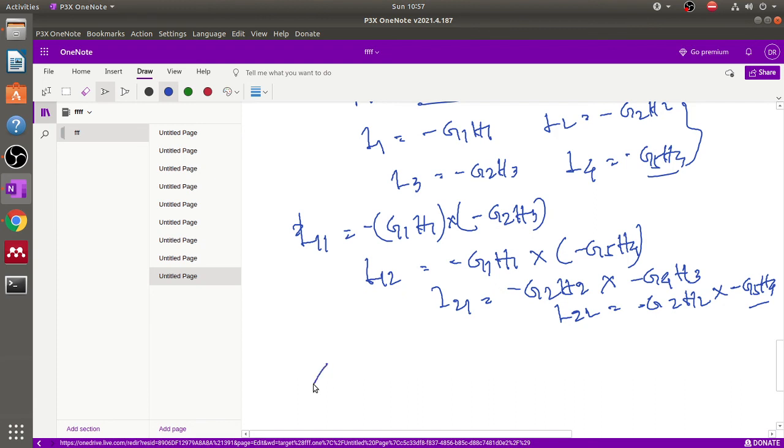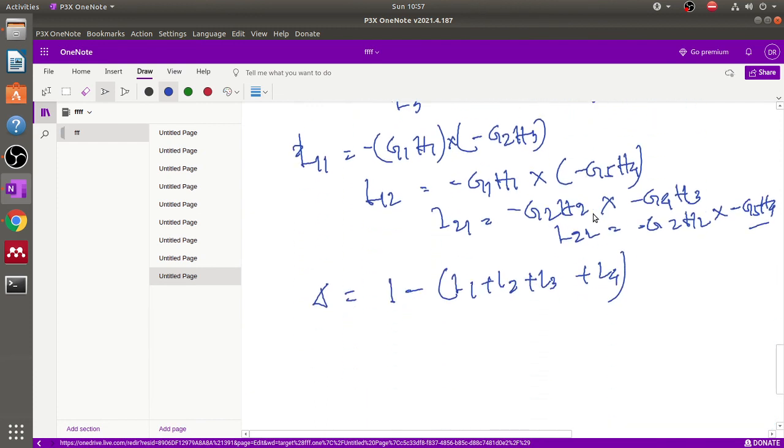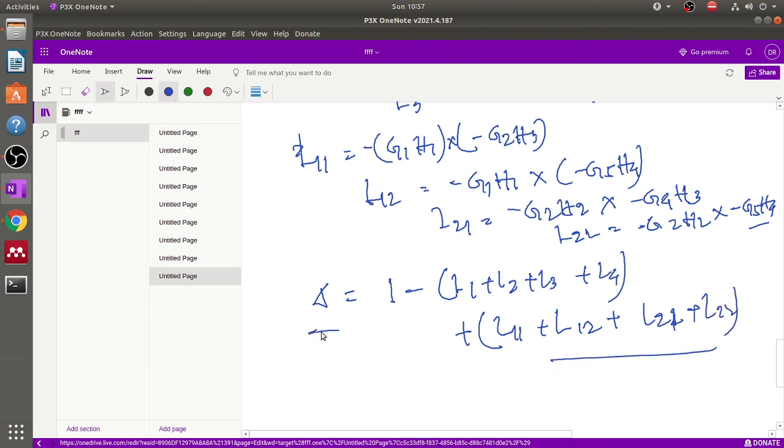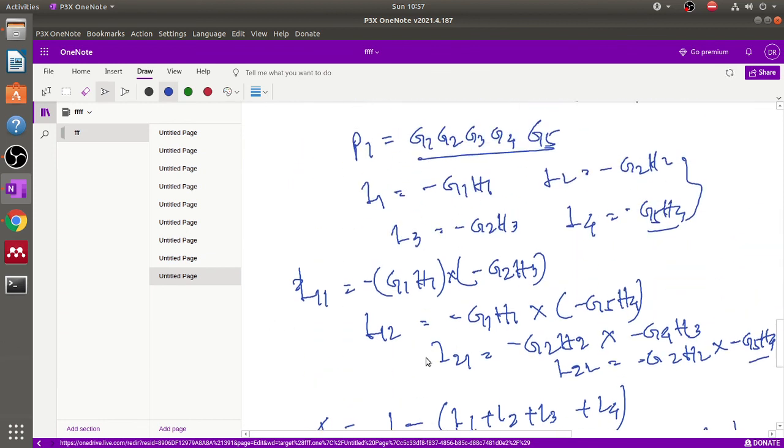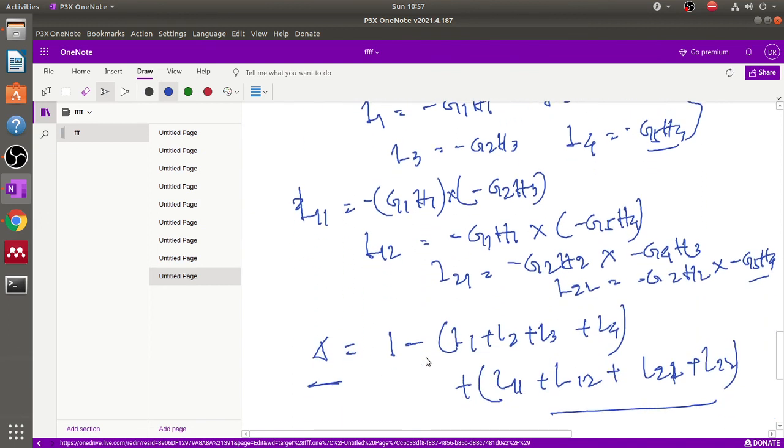So what is the value of our delta here? Delta is 1 minus (L1 plus L2 plus L3 plus L4), the individual loops, plus (L11 plus L12 plus L21 plus L22), the non-touching pairs. So this is our delta in this problem. That is why I show this problem: there are some changes in the formula of delta.